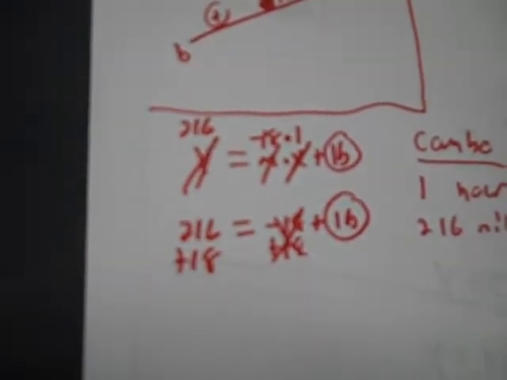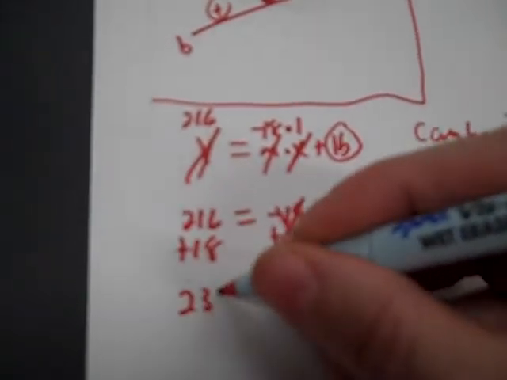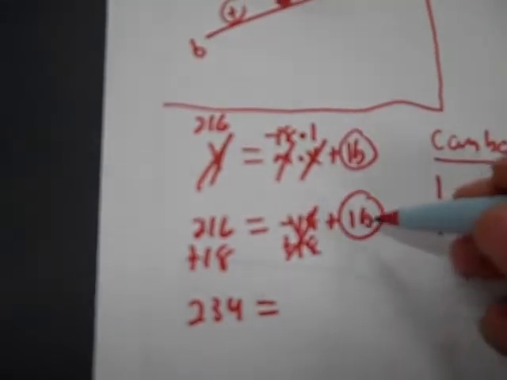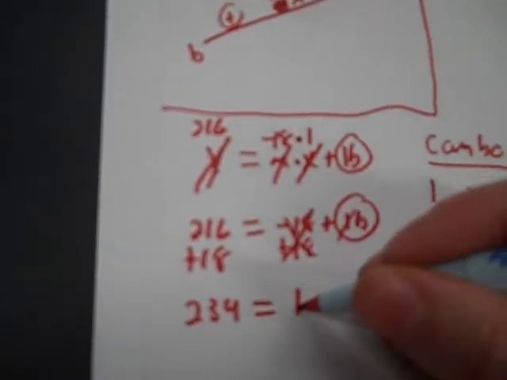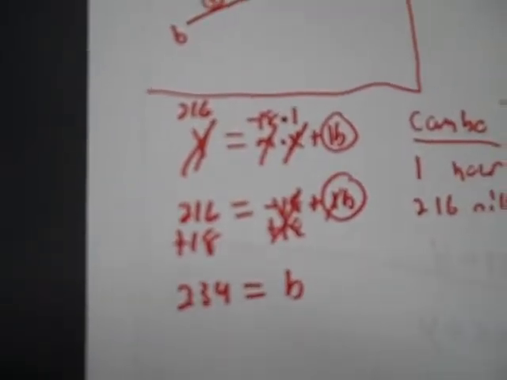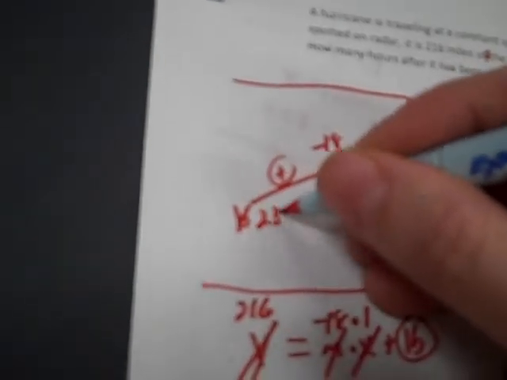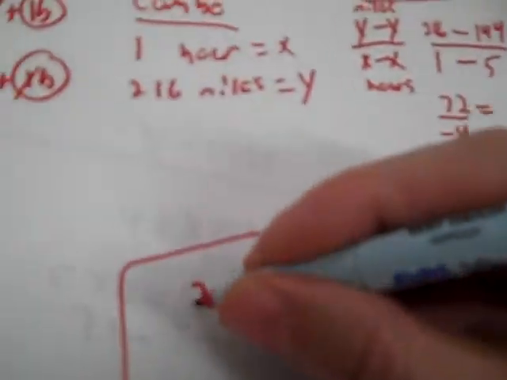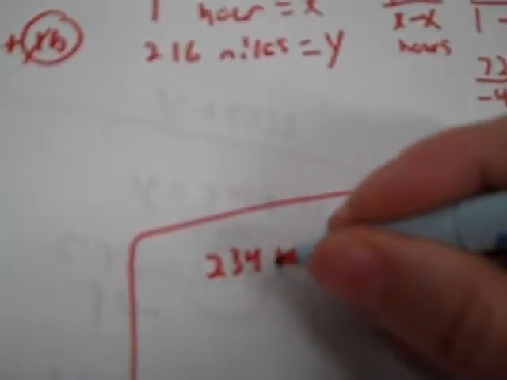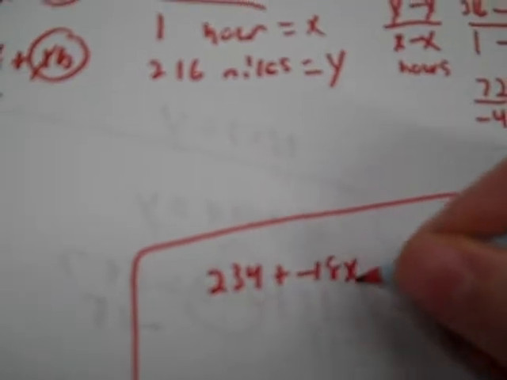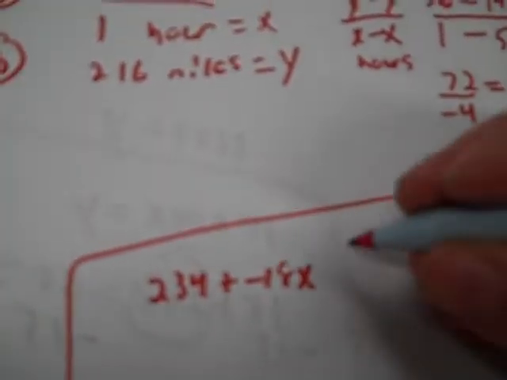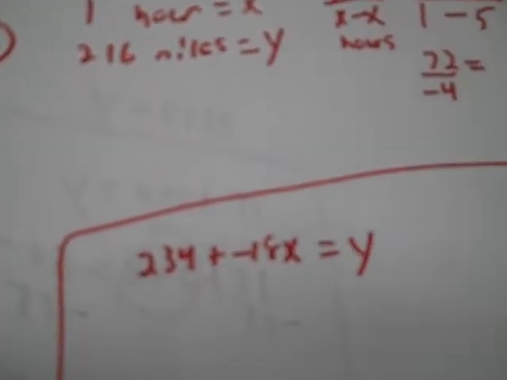So 216 plus 18 is 234 equals 1b. You don't really need that 1 there anymore because you have your b value, 234. And now that's my equation. Okay. We have 234 plus negative 18x. You can also write minus 18x as long as you remember it's negative, equals y.